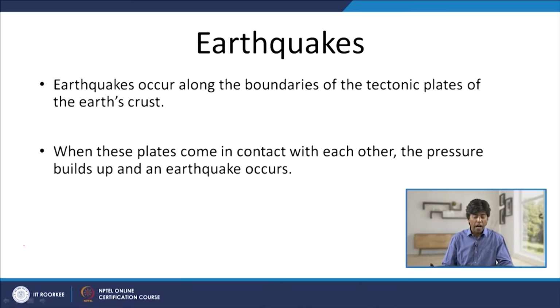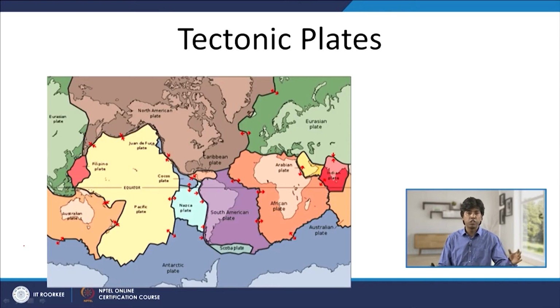Just for an example, we can see that an earthquake occurs along the boundaries of the tectonic plates of the earth's crust. Okay, this is one hazard. And this is the source of the hazard: when this happens, these plates come in contact with each other, the pressure builds up and an earthquake occurs. Now this is simply a physical event. You can see some of the distribution of the tectonic plates in some places.